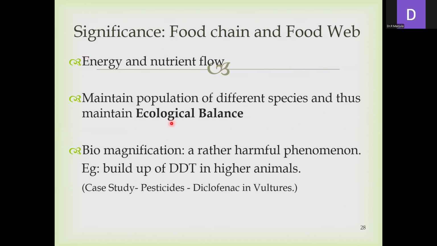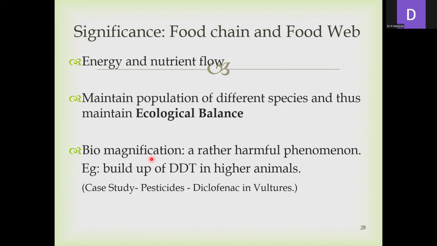For example, if there are no consumers, what happens? The number of producers increases. If the consumers, that is herbivores, are not there, the number of producers increases. So to maintain the ecological balance, the food chain plays an important role.